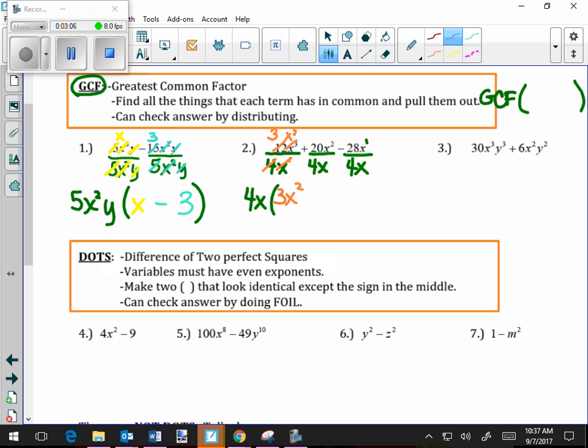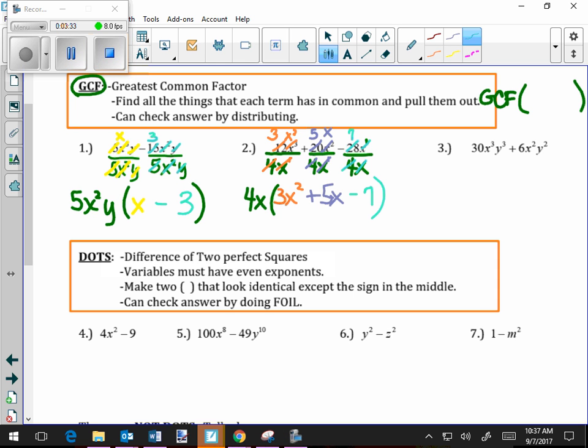The next term, I say 4 goes into 4 once and into 20 5 times. X to the first on bottom, x squared on top, which is going to leave me an extra x when I divide. And then when I go to the last term, the x's cancel, they're the same. 4 goes into 28 7 times, so minus 7. And that becomes my answer.